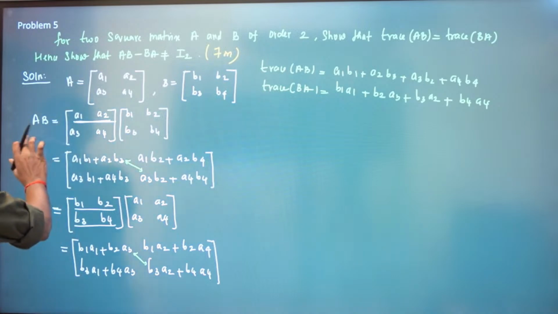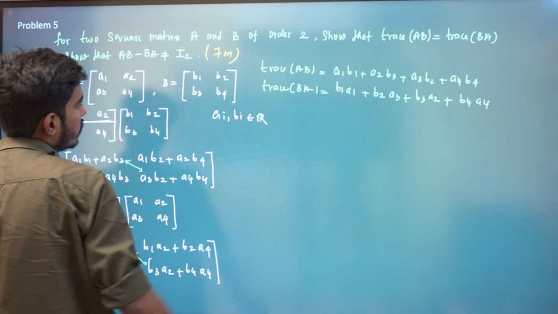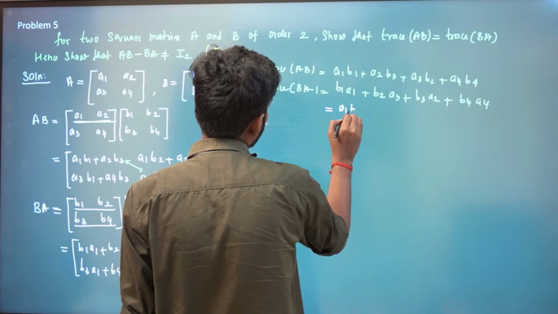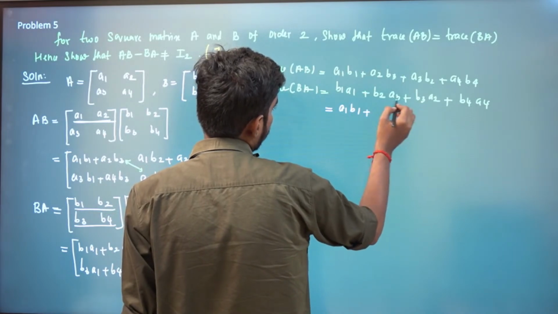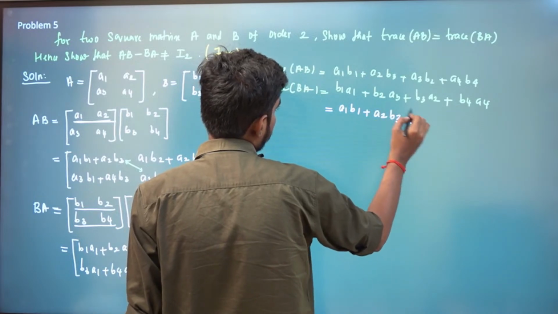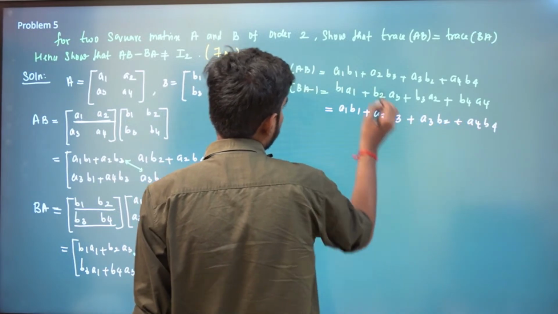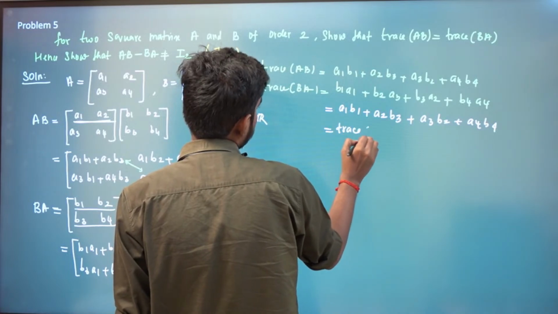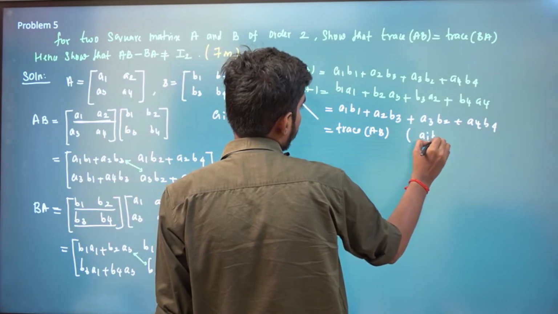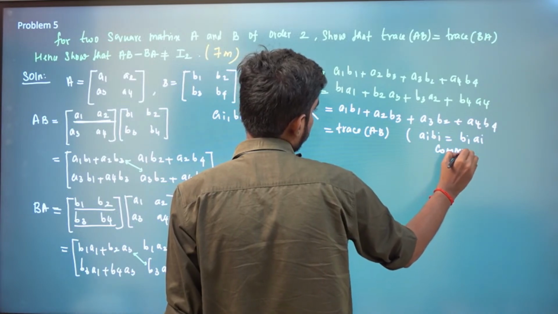See here, all these Ai and Bi belong to real numbers. So real numbers are commutative. That means B1 A1 is the same as A1 B1. B2 A3 is the same as A3 B2, B3 A2 is the same as A2 B3, plus A4 B4, which is equal to trace of AB. So trace of BA is equal to trace of AB. So here Ai Bi is the same as Bi Ai. It is the commutative property of real numbers.